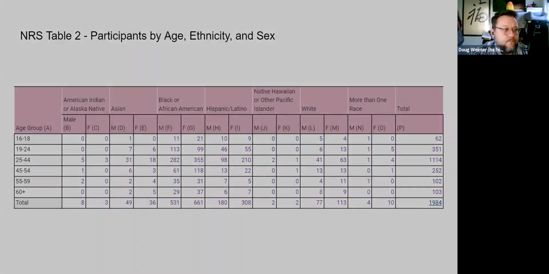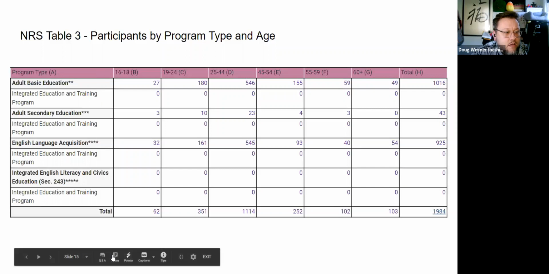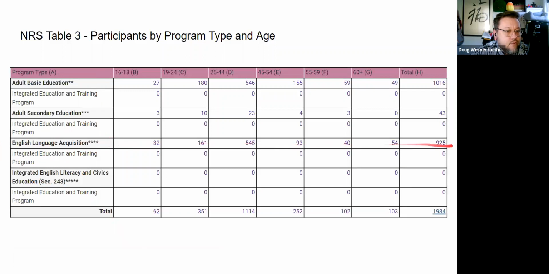So table 2, table 3 shows us on the left side the program type, so adult basic education, adult secondary education, English language acquisition, or IELCE, and also shows you what age range those participants are in. Also notice that within each program type, there's a subset for any of those students that are in an integrated education and training program. So if someone is in, and let me pull up my little pointer here, if someone is in an English language acquisition program, they're going to show up on this row. If they are also in an IET, they're going to show up here too, but this would always be a subset of the English language acquisition group.